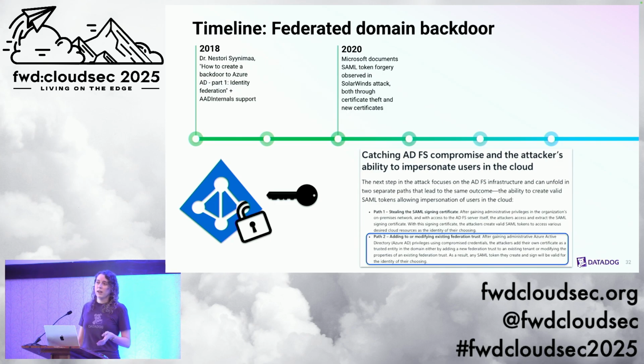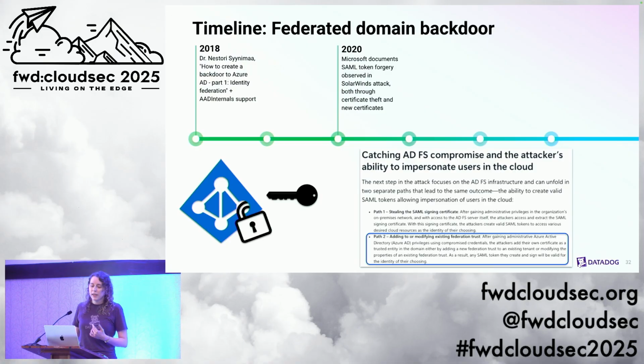In 2018, Dr. Nestori Syynimaa published support in AAD Internals to add a federated domain backdoor using the Azure Active Directory Graph. Now, obviously, that's not the API we're using today. It's not the permissions we have, but you can take the same actions through that API. In 2020, attackers started doing this too, and in the SolarWinds attack, there were cases of SAML tokens being forged using trusted certificates for these domains.